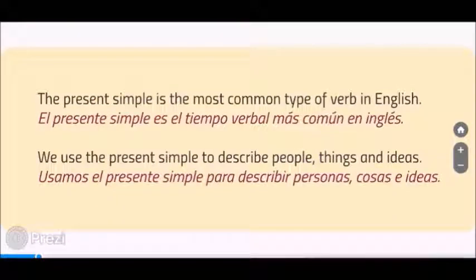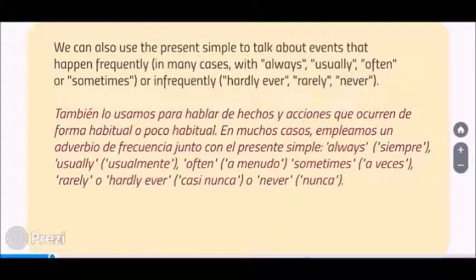The present simple is the most common type of verb in English. We use the present simple to describe people, things, and ideas. We can also use the present simple to talk about events that happen frequently, in many cases, with always, usually, often, or sometimes, or infrequently, hardly ever, rarely, never.